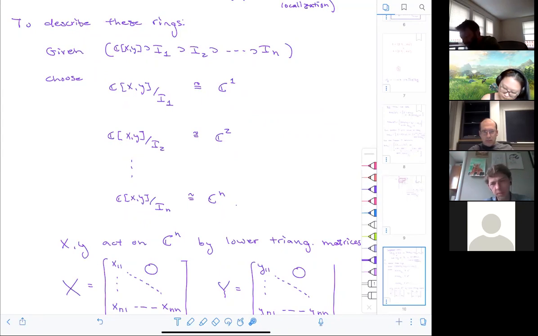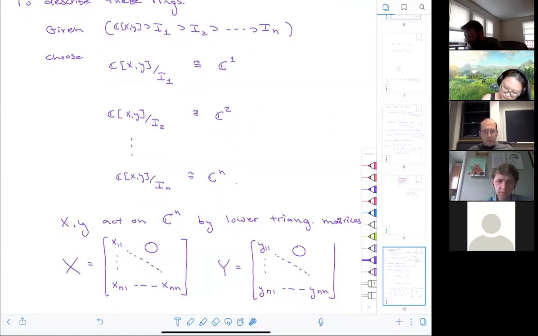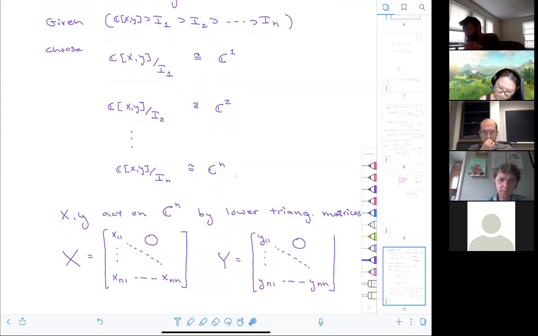After this identification, the polynomials x and y act on these subquotients, with respect to the bases we've chosen. The I's are ideals, so they're preserved by the action of x and y, which means that x and y preserve this natural filtration by coordinate subspaces, so they act in a lower triangular way.